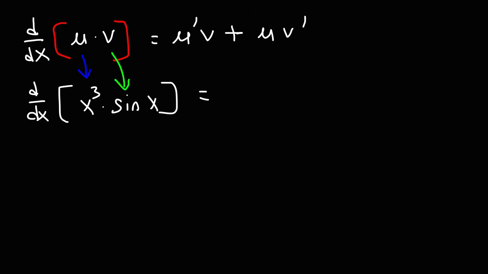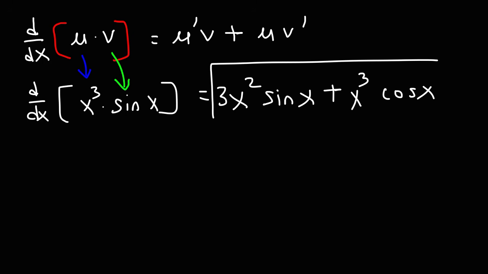So we're going to differentiate the first part, that is x cubed. The derivative of x cubed is 3x squared. And then we're going to leave the second part the same. So we're just going to rewrite sine x, plus, now we're going to rewrite the first part, x cubed, and then take the derivative of the second part. The derivative of sine x is cosine x. So this is the answer.